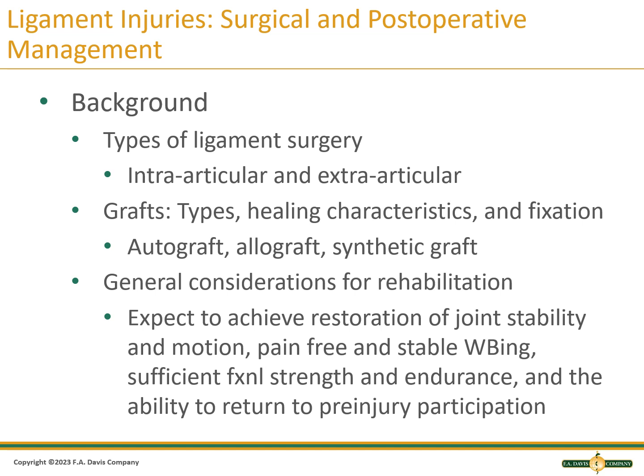We have different grafts that have different healing characteristics and where they come from. So an autograft is going to be a graft of the patient's own tissue, like their hamstrings or quadriceps tendon. An allograft is going to be a donor graft, so it's coming from another human being's tissue, and a synthetic graft is one that's been made.